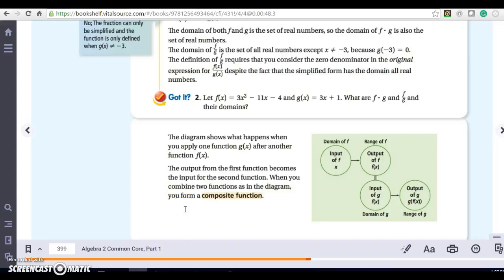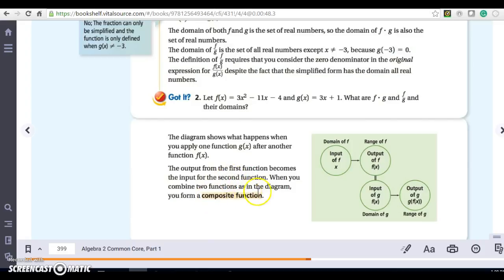Okay, let's look at composite functions. So the diagram shows what happens when you apply one function g of x after another function f of x. So the domain input of f of x and the range, the output of f of x, is going to come to the input of g of x, and that is the output of g. So g of f of x. A little confusing. So the output from the first function becomes the input for the second function.